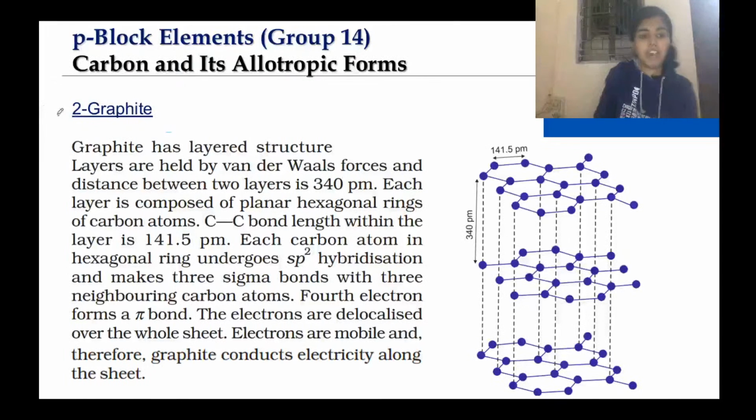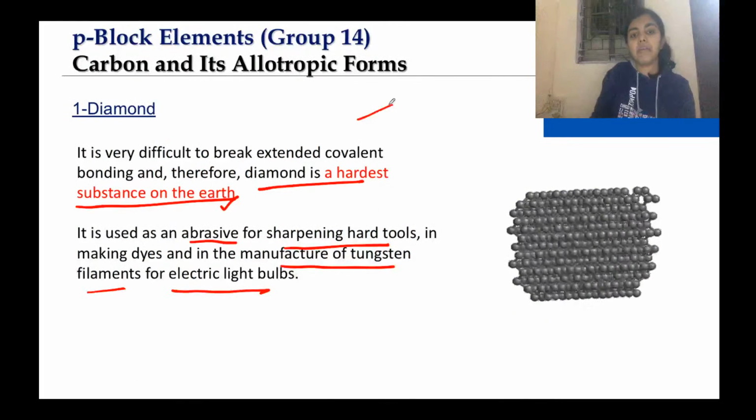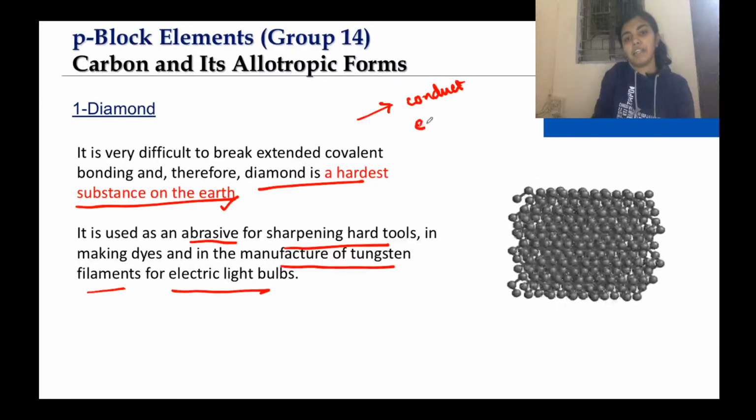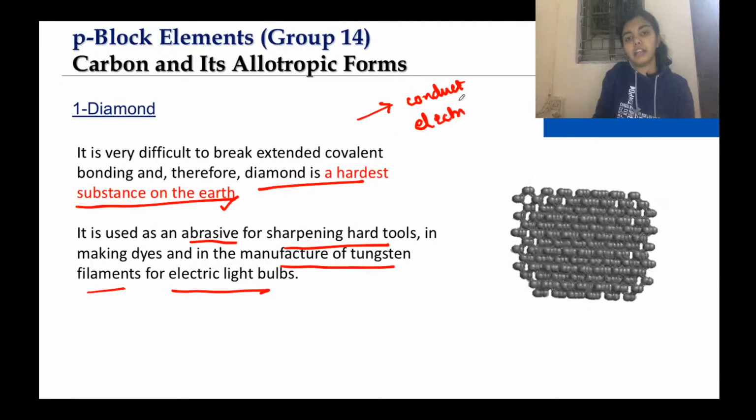Second one is graphite. Now, if you consider diamond, it does not conduct electricity.